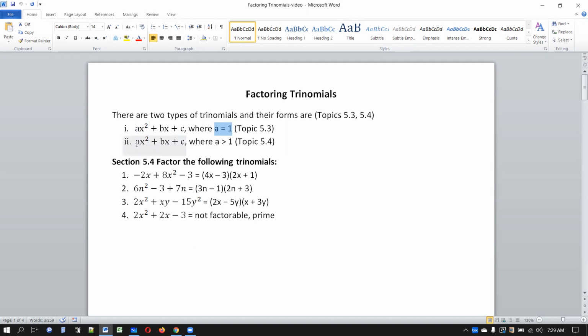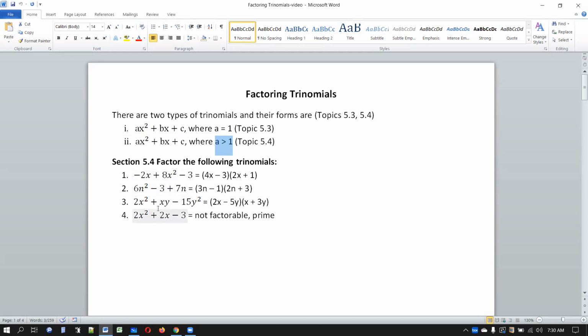The ones that we're going to see now have the same format, ax squared plus bx plus c, where a, b, and c are numbers. A cannot be 0, but a now must be greater than 1, a positive number. And there's a different technique for that. It's called the AC method. And I'm going to explain why it's called the AC method.